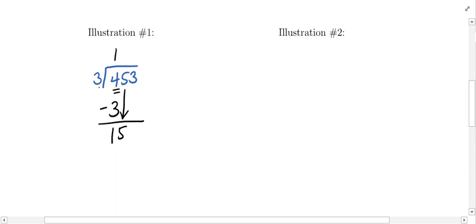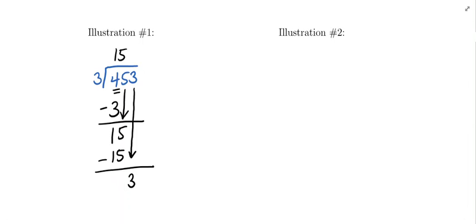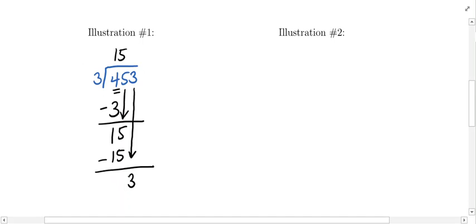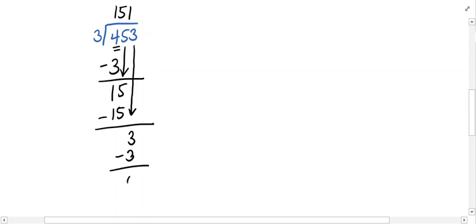So now we ask ourselves, how many times does 3 go into 15? Well, the answer is 5, because 5 times 3 gives us 15. So we need to subtract that out. That's going to give us 0, but we still have a number to bring down. So we're left with 3 down here. I'm going to erase the 0 because we don't need it. Now we're saying, how many times does 3 go into 3? Well, once. 1 times 3 is 3. So I'm going to subtract that out, and I'm done. I have a 0 remainder. There is no other number to bring down, so we are done.